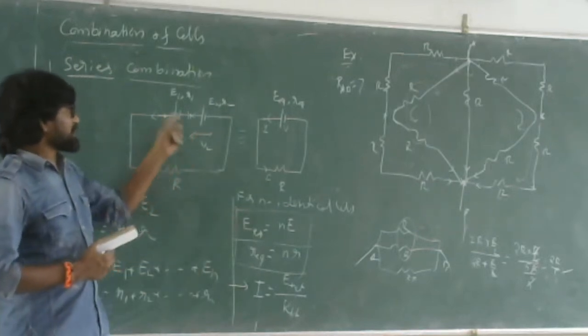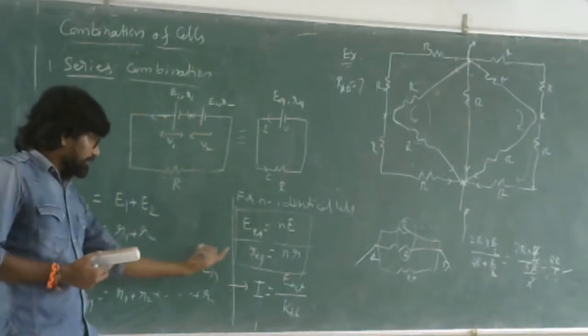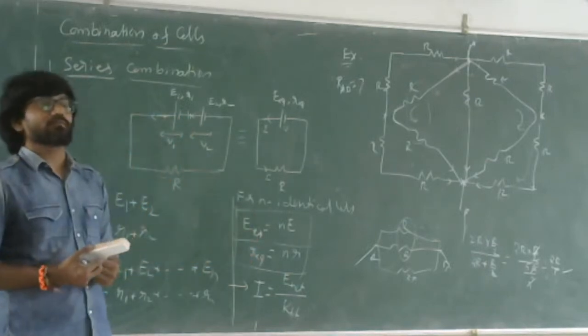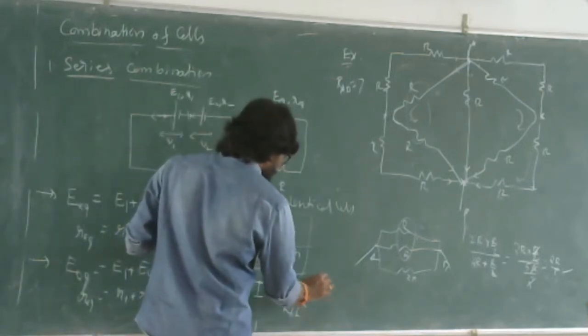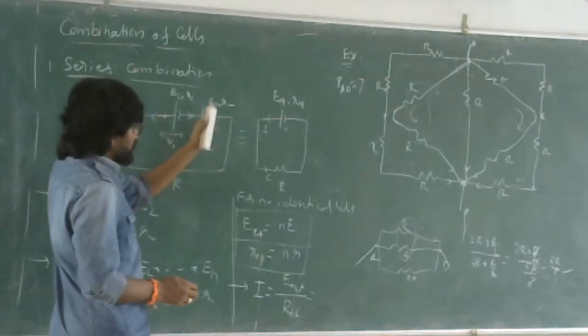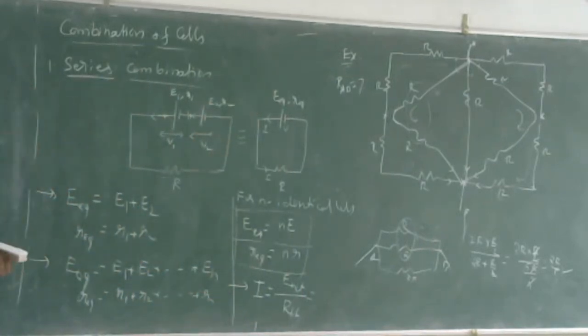What is net EMF in this? The cells are in a supporting manner, so EMFs will add up. Net EMF is nothing but equivalent EMF. You can say equivalent EMF or net EMF. It is equal to E1 plus E2 plus so on plus En. If they are all identical, you can take it as nE.